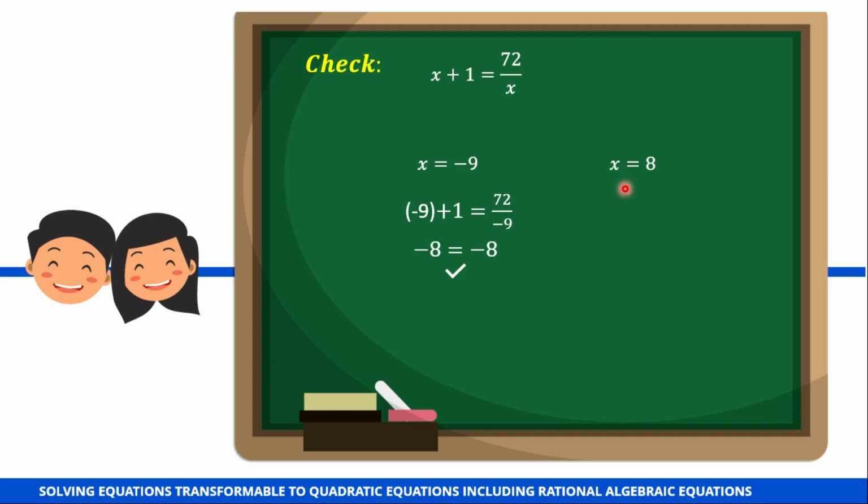How about 8? Ipalit natin sa original equation. We have 8 plus 1 is equal to 72 divided by 8. 8 plus 1, that is 9. And 72 divided by 8, that is 9 also. So that is correct. Valid din yung ating solution na x is equal to 8. Therefore, ang solution ng ating original equation ay negative 9 or positive 8.